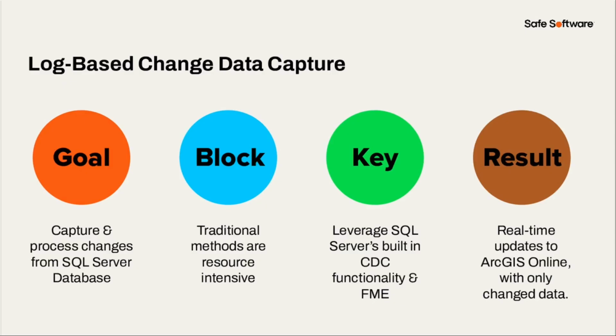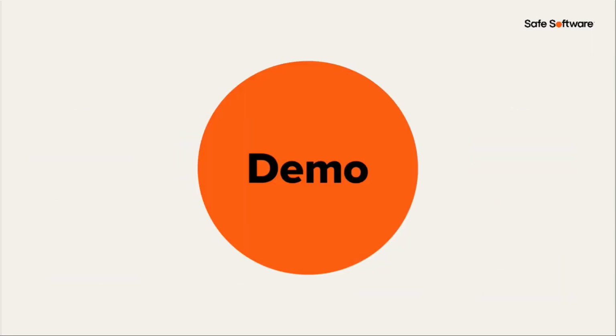So that could be inserts, updates, or deletes. We're able to detect all of those. And the result is going to be real-time updates to ArcGIS Online, and we're only sending that change data through our workspace. So again, we're keeping things lightweight. We're making it easier both on FME and the database, and just reading in the data that we need, which also increases our performance. So let's take a look through our demo.